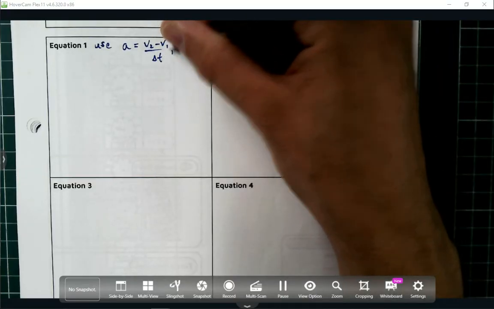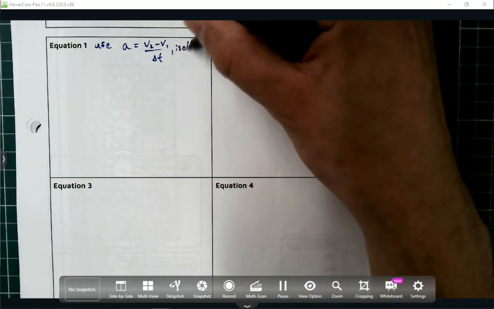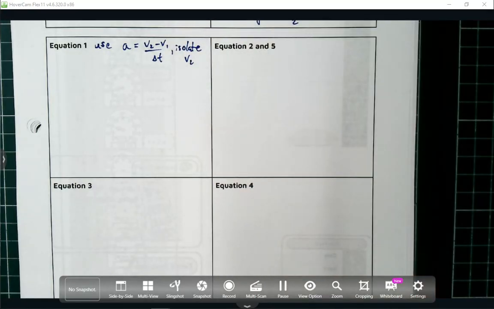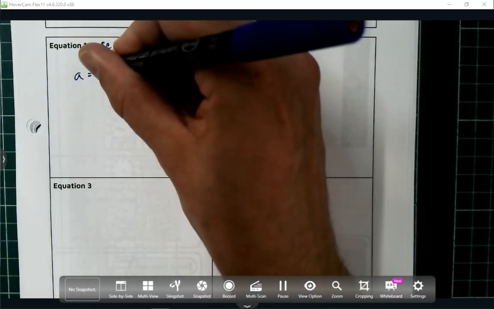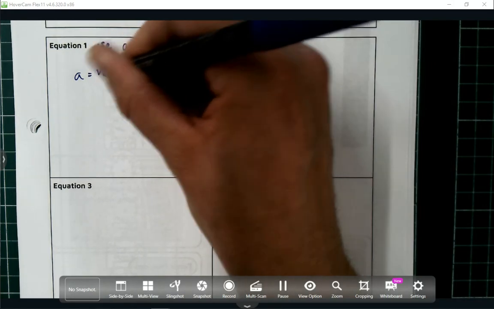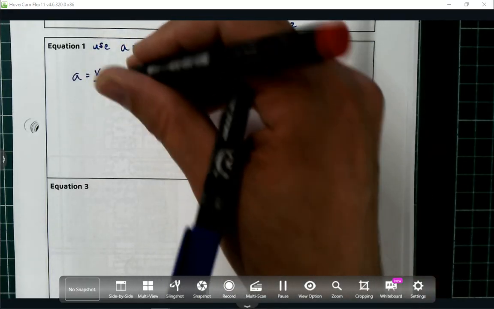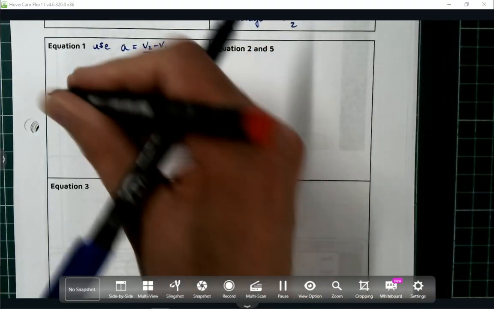But what I want to do is, and we had to do some mastery of isolating, I just want to isolate V2. So if I had to isolate V2, I could take a look at this expression. I would first write out the expression acceleration equals V2 minus V1 over delta t. And in terms of how I'm going to get V2 all by itself, some of our math teachers in the building say clear the denominator. And so that's what I'm going to do first, delta t.